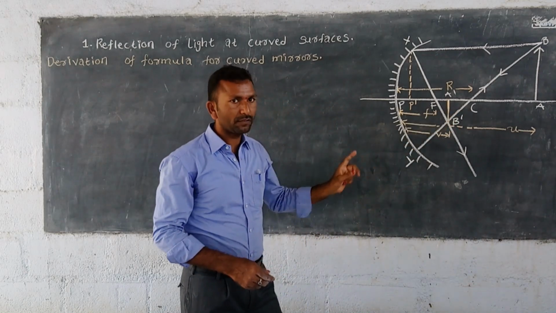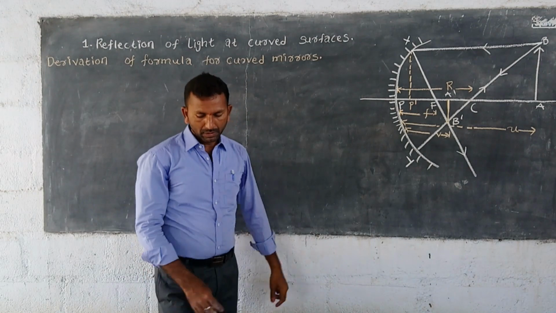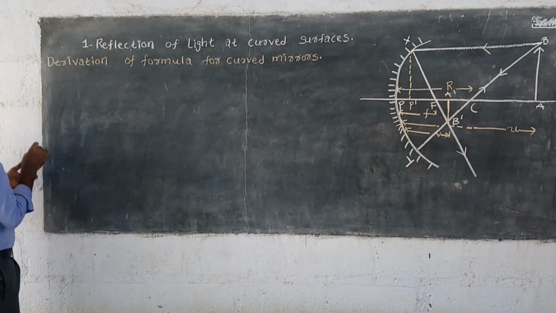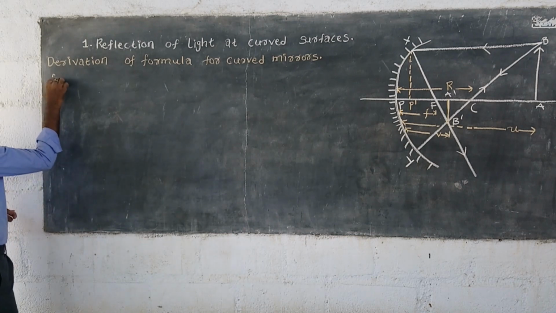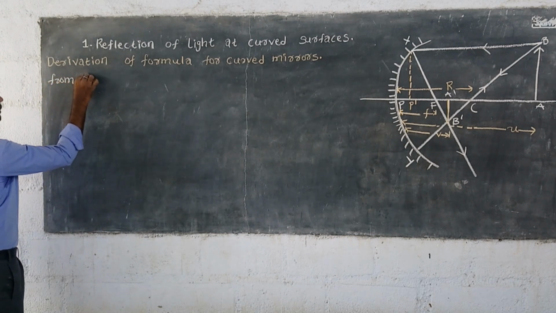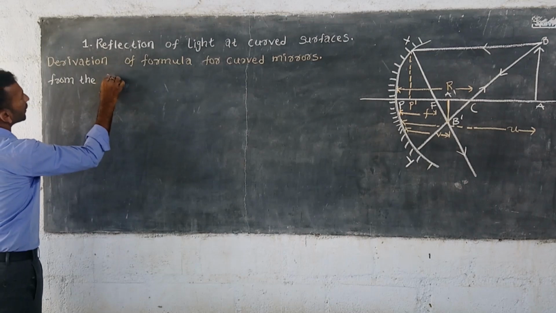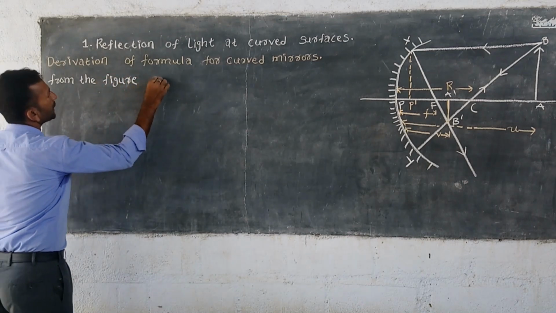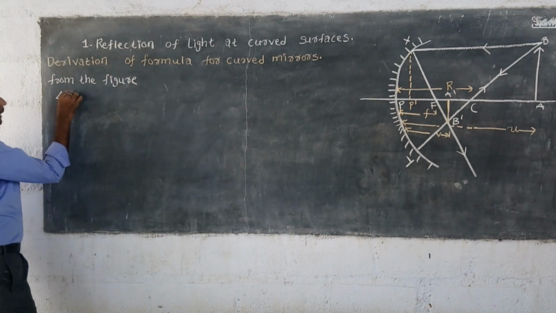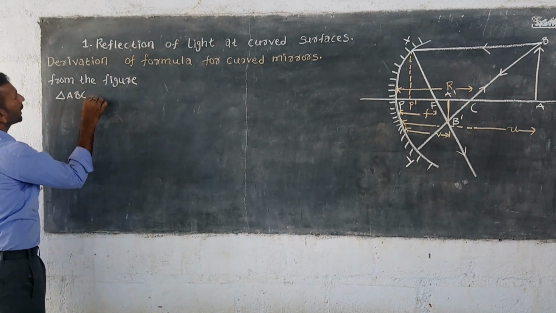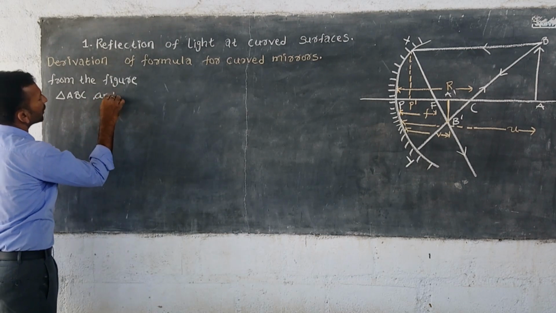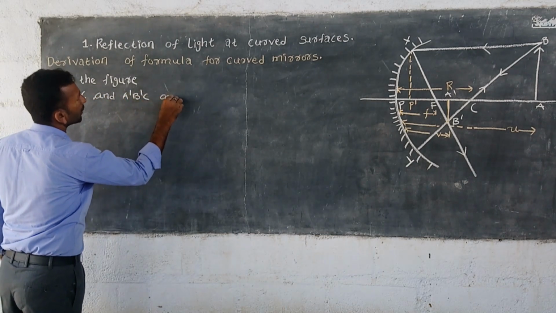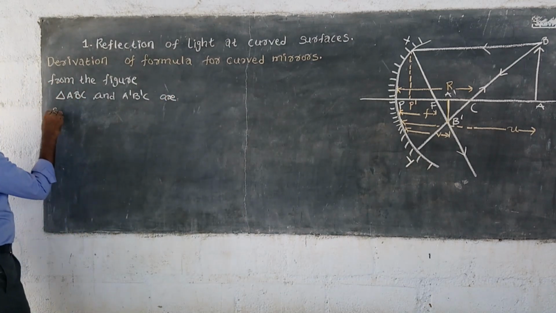Now let us derive the formula. Here from the figure, we can write that triangles ABC and A dash B dash C are similar triangles.